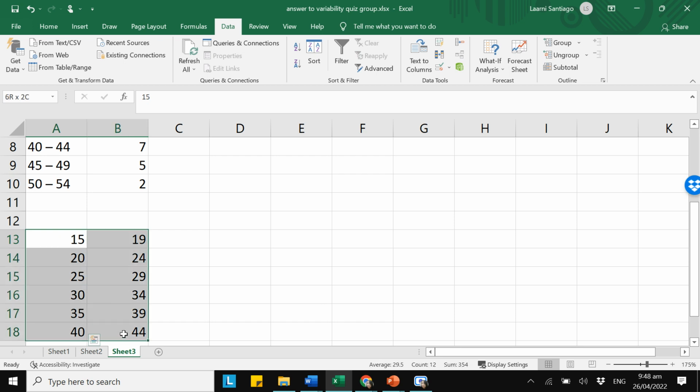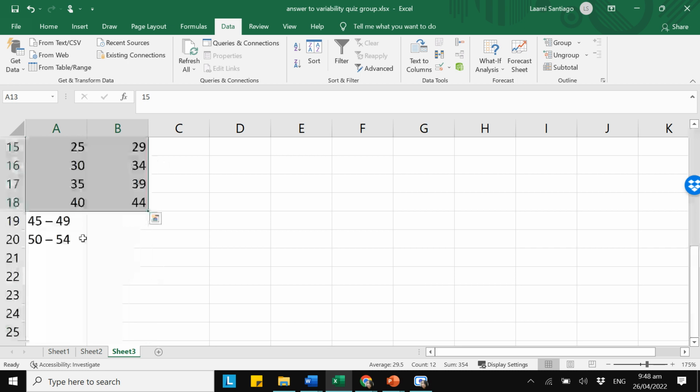So, para makuha natin yung X sub M, so ito rin naman yung data natin doon sa taas. Wait, nakalimutan ko pala ito isama.